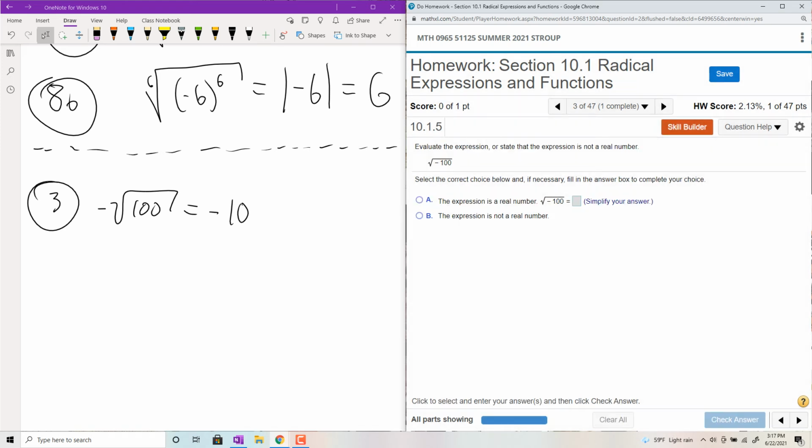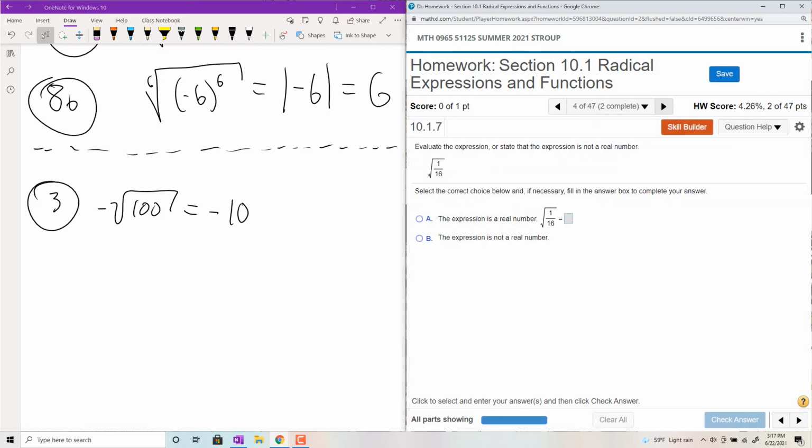This one won't work, right? The square root of a negative, no. This should be 1/4. -6/8.